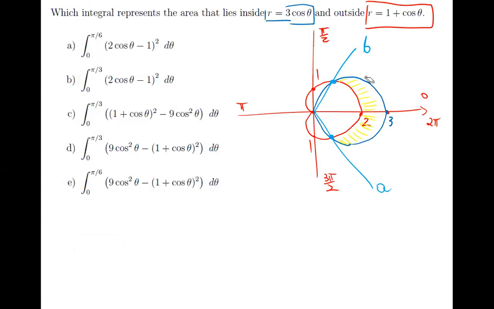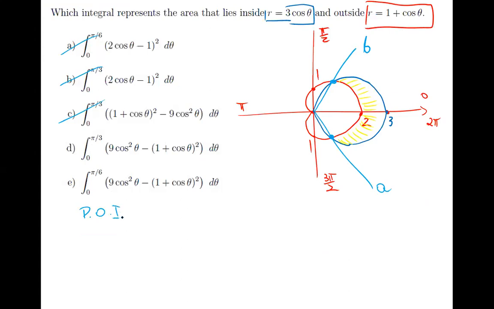That means we can see the blue curve, it's longer. That means definitely, oh yes, no, not A, not B, not C. Because the blue curve, that means I will square the blue one minus the red one. Okay, and what about the limits of integration?